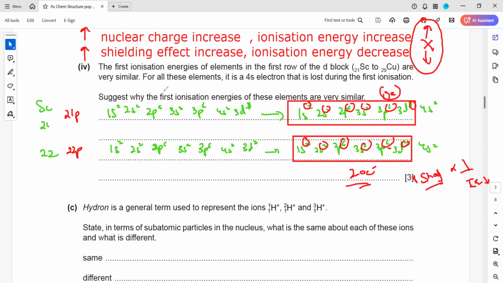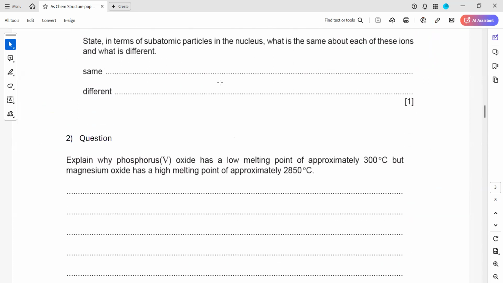So because of the protons, it should increase. Because of the shielding effect, it should decrease. So overall, what happened? It cancels out the effect of each other. Is it clear? That's why they have similar ionization energies.